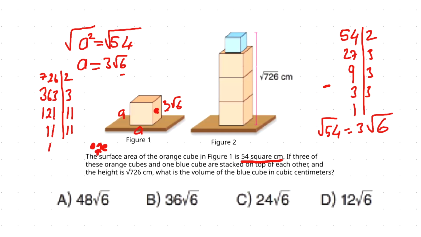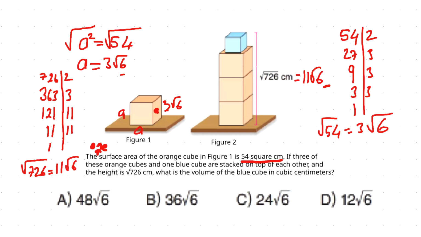Then you have 1. So technically, the square root of 726 is equal to 11 root 6, because we have two 11s here. And the 2 and 3 stay inside the square root. So 11 root 6. Remember, I was talking about this hint thing. So it's root 726 and 6.